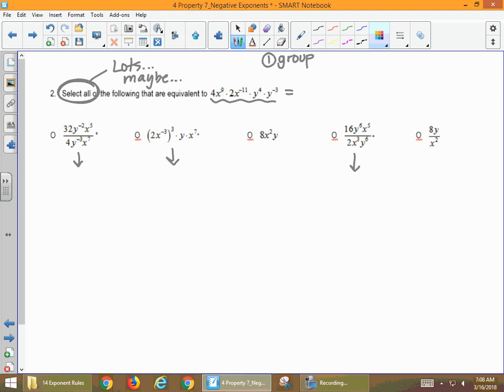So I'm going to put the 4 and the 2 next to each other. I'm going to put my x terms next to each other. So x to the 9th and x to the negative 11. And I'm going to put my y terms next to each other, which they already were. Y to the 4th and y to the negative 3rd. And I like to mark them off like that.